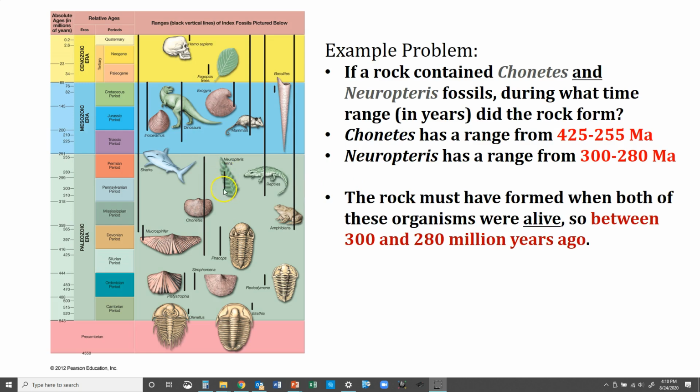So that rock could only have formed during the lifespan of Neuropterus. Chonites was alive for a really long time. Neuropterus was only alive for a short time, and they only coexist where their black lines overlap, 300 to 280 million years. So that is our final answer for what age range did these exist in, 300 to 280 million.